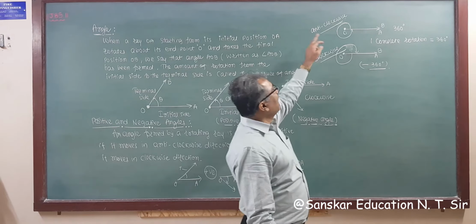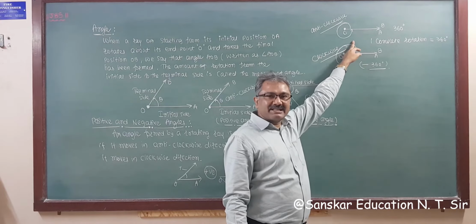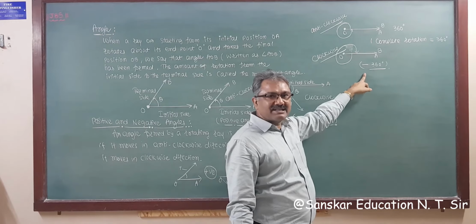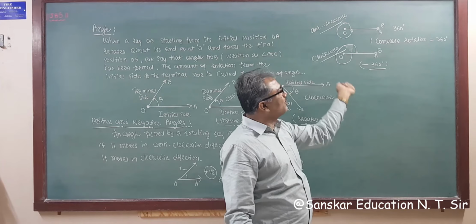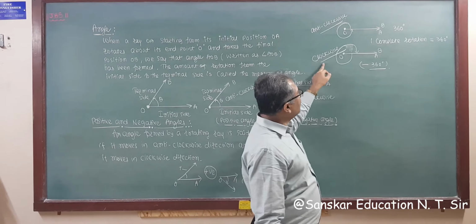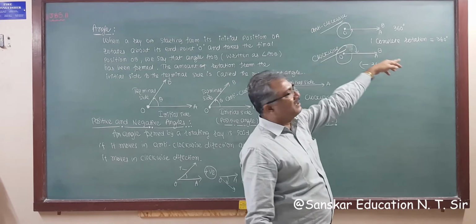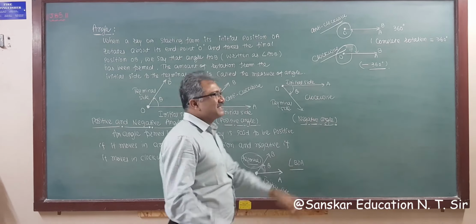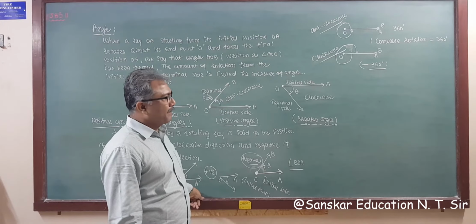If we go anti-clockwise, then that is a plus 360 rotation, right? And this is minus 360. One complete rotation is equal to minus 360 degree for clockwise direction, and for anti-clockwise direction it is equal to plus 360 degree. So remember this thing, right?